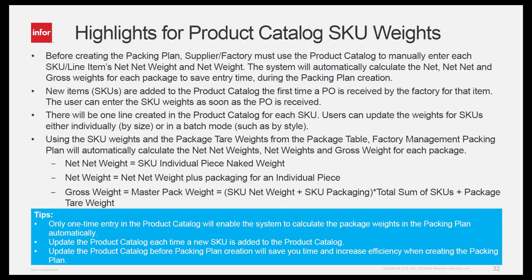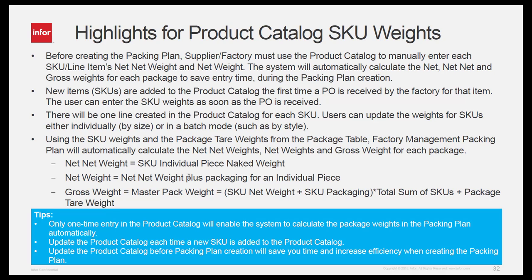New SKUs will be entered or added to the product catalog the first time they are received on the PO. So every time a SKU is received, you will need to enter the net weight and gross weight. The way it works is that your net weight right here is your SKU individual piece naked weight. This means there's no packaging, no tags, no poly bags, nothing on the actual item. Your gross weight is going to be your net weight plus your packaging for an individual piece. And then our system will provide you with the total gross weight after you create your packing plan.